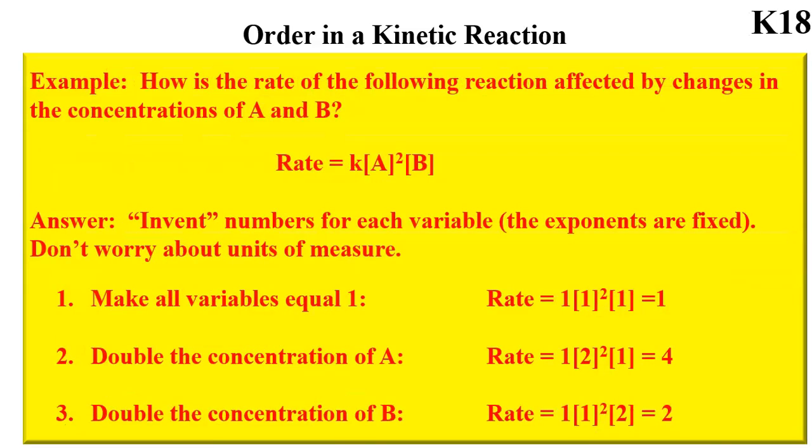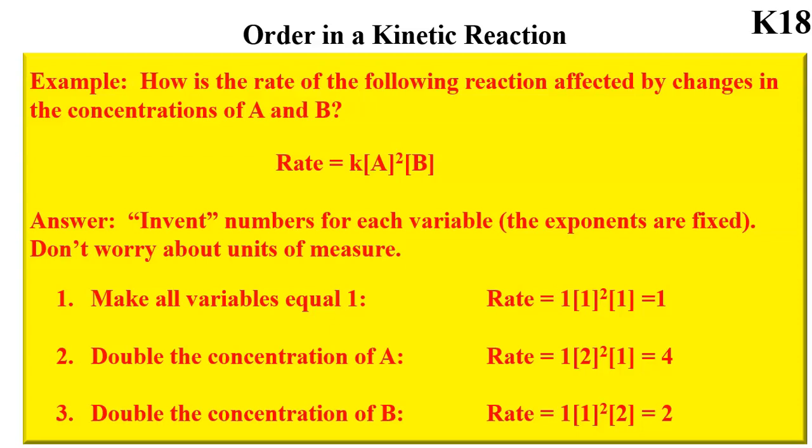So how is the rate of the following reaction affected by changes in the concentration of A and B? So the answer is you just invent some numbers like I just did for each variable. Just the exponents are fixed, and don't worry about units of measure. So let's make all the variables equal to 1. So K equals 1, molar concentration of A is 1, molar concentration of B is 1. So everything's a 1, so the rate turns out to be 1.